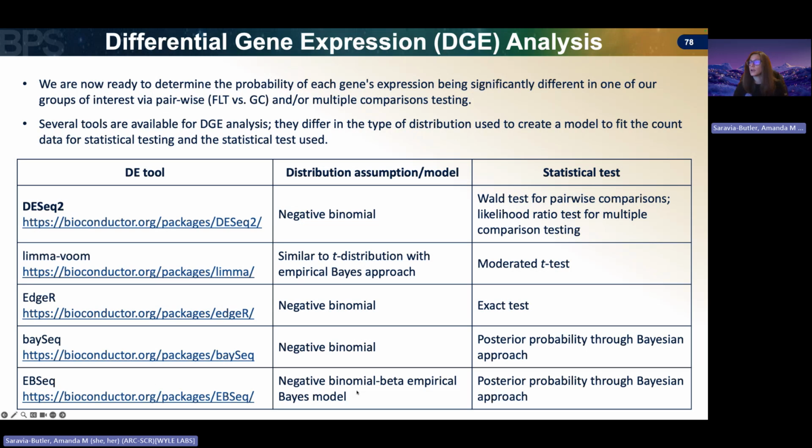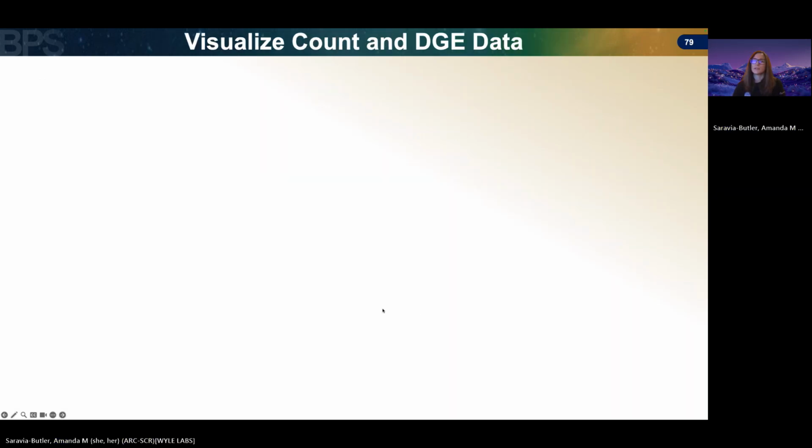And EBSeq is just another tool. This one also assumes negative binomial, but it also incorporates the beta empirical Bayes model into its model. The statistical test that's used for this is the posterior probability through a Bayesian approach. We're going to dive in a lot more, particularly into DESeq2, this negative binomial distribution, and what the Wald test is in the statistics overview lecture, which is coming next. So hang tight if you're unfamiliar with those concepts.